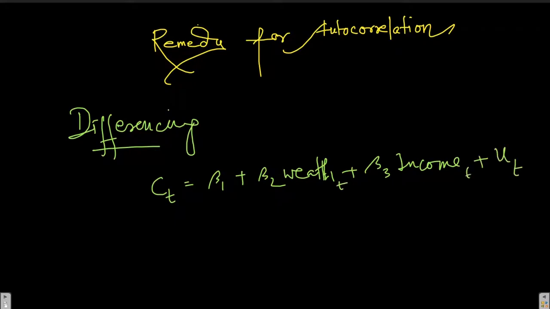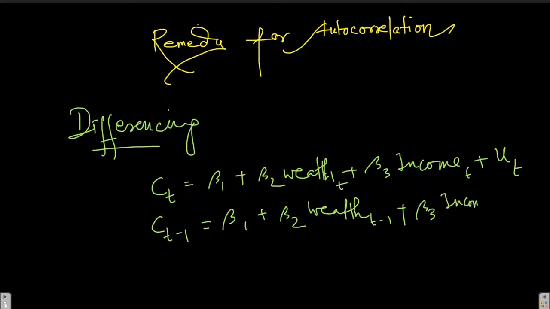So this is time series data. Now, if I take this model at the t minus 1th time, then it will be beta 1 plus beta 2 wealth t minus 1 plus beta 3 income t minus 1 plus u t minus 1.